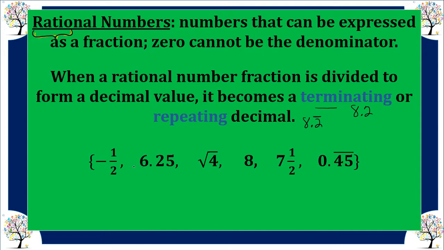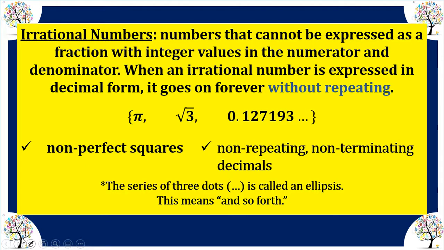Here are some examples of rational numbers. -1/2, it is written as a fraction. 6 and 25/100ths, we can write that as a fraction. The square root of 4, which is really 2, and then we can put it over 1 to make it a fraction. 8 can be written as 8/1. 7 and 1/2 is written as a fraction. And then a repeating decimal, 0.45 repeating, we can put it over 99. And we'll learn about this later in this lesson. So all these numbers can be written as a ratio, therefore they are rational numbers.